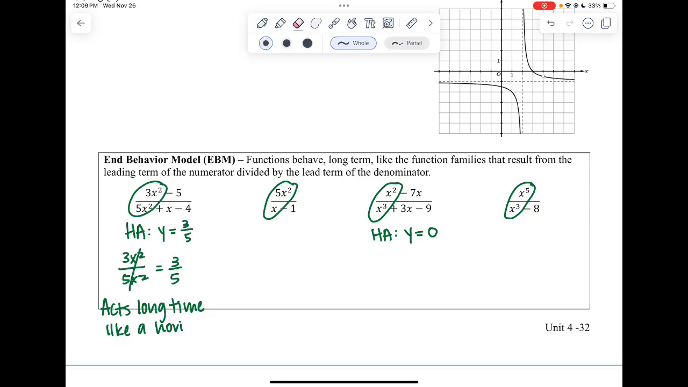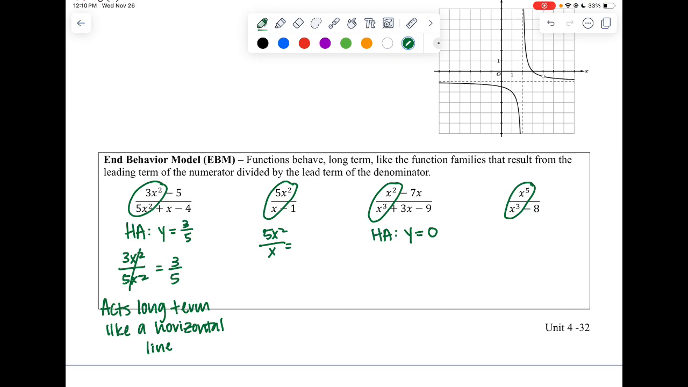Oops, long term. Hopefully you wrote that down differently. Okay, we said that our second one was not a horizontal asymptote, but it looked like it acted linear. So again, let's take the ratio of those leading coefficients. If I reduce that, I'm going to reduce out 1x, and so 5x is a linear function. So long term, this is going to act linear.